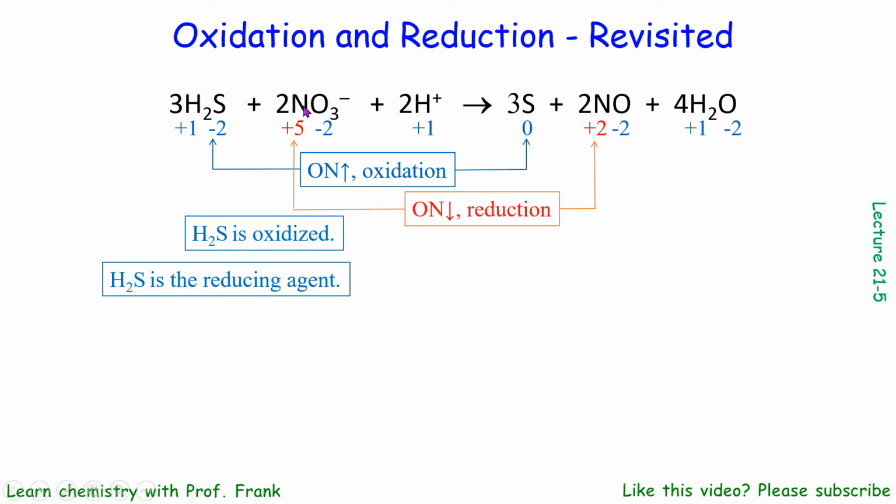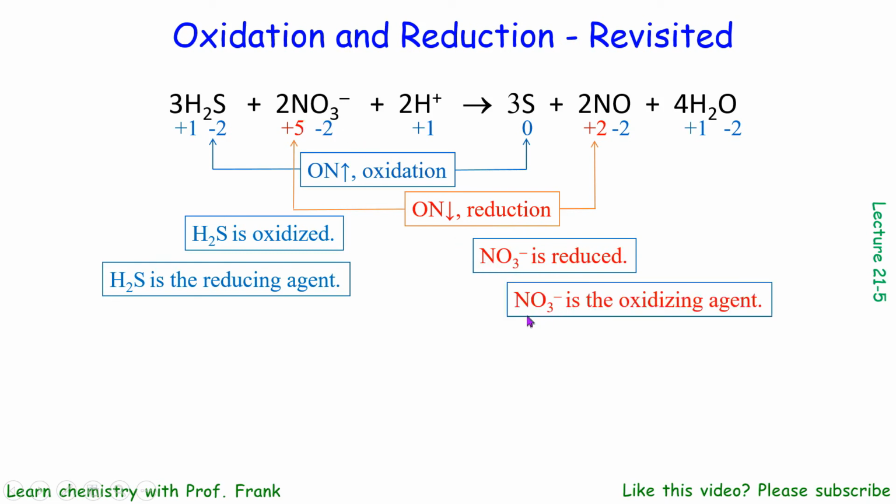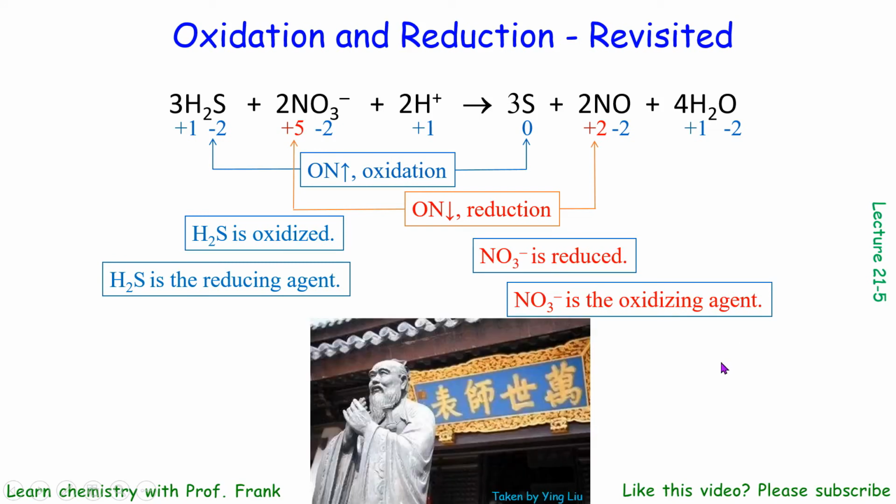Now let's take a look at nitrogen. Nitrogen, the oxidation number is positive 5. After the reaction, nitrogen in nitrogen monoxide is positive 2. So positive 5 to positive 2, oxidation number decreases. That's reduction reaction. Therefore, nitrate is reduced, and nitrate is the oxidizing agent.